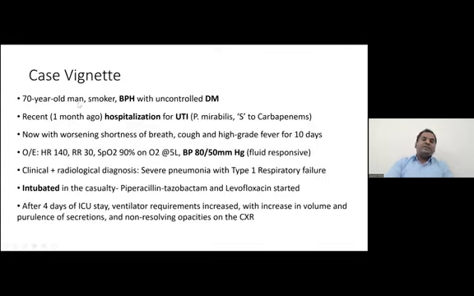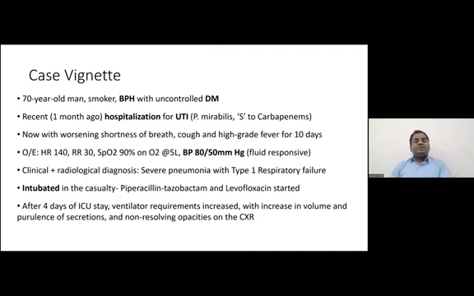So I have a case, and then we'll take this case forward and see how it can be applied to our clinical practice. So we have a 70-year-old man who is a smoker with uncontrolled diabetes, who had a recent hospitalization for urinary tract infection, and now presented with shortness of breath, cough, and high-grade fever for 10 days. On examination, he had tachycardia, tachypnea, hypoxemia, and hypotension. So a diagnosis of severe pneumonia with a type 1 respiratory failure was made.